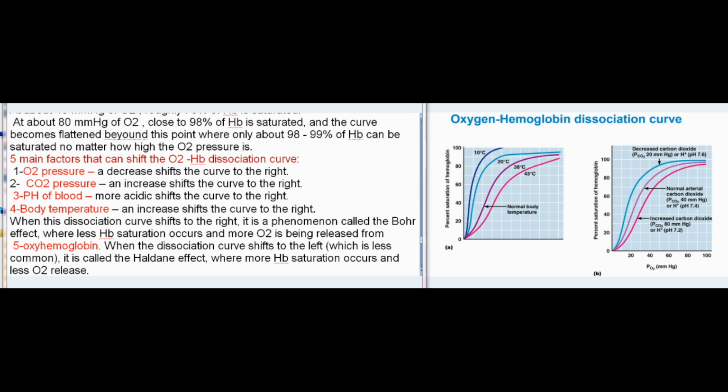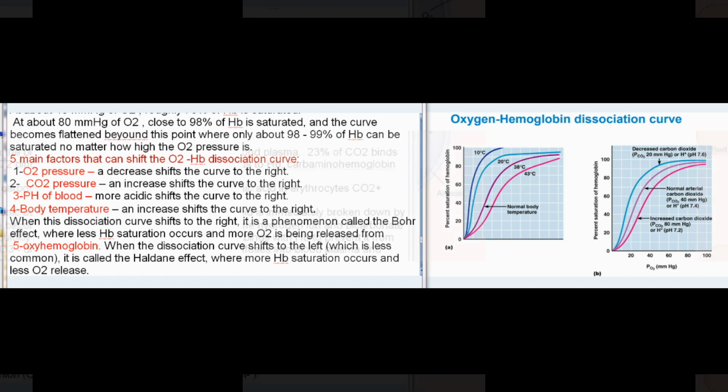When this dissociation curve shifts to the right, it is a phenomenon called the Bohr effect, where less Hb saturation occurs and more O2 is being released from oxyhemoglobin. When the dissociation curve shifts to the left, which is less common, it is called the Haldane effect, where more Hb saturation occurs and less O2 is released.